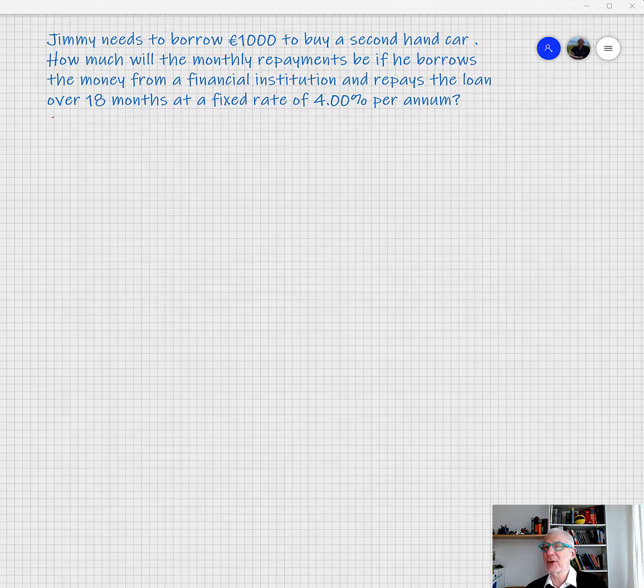Jimmy needs to borrow €1,000 to buy a second-hand car. How much will the monthly repayments be if he borrows the money from a financial institution and repays the loan over 18 months at a fixed rate of 4% per annum? So how would we approach a formula which helps us to do this?